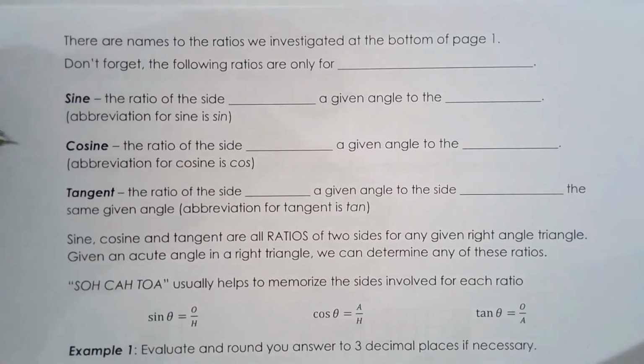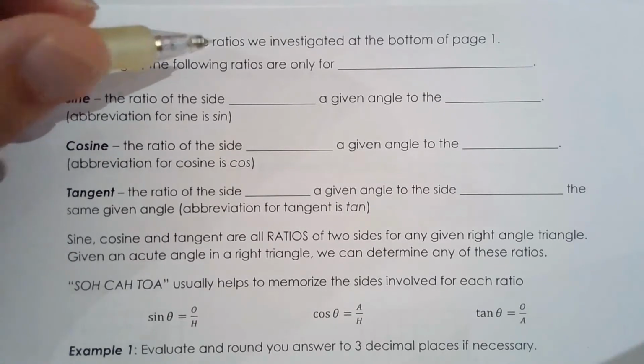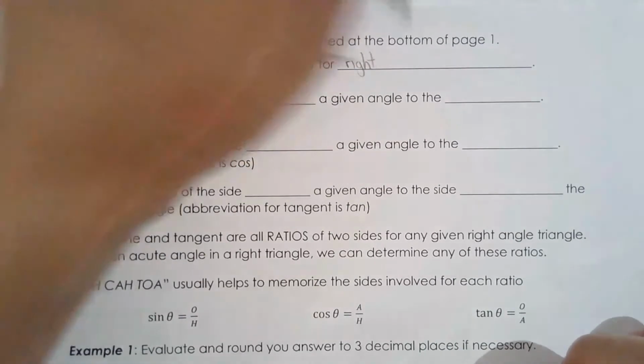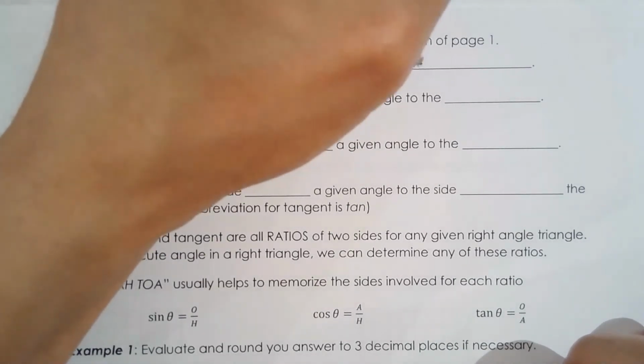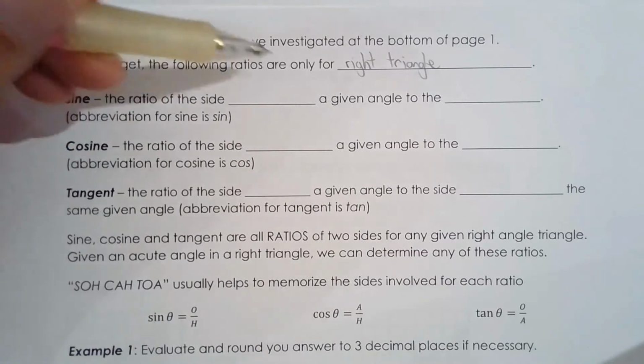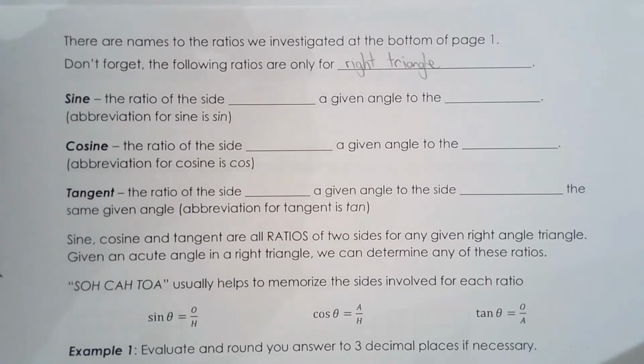So there are actually names to the ratios that we were working with just now. Don't forget, the following ratios are only for right triangles, okay? If you don't have a right triangle, please don't do this. You can't talk about these ratios. You can only talk about the sine ratio and the cosine ratio when you're working with a right triangle.